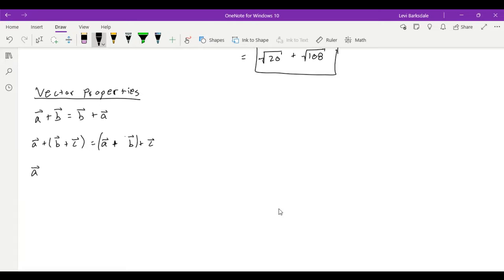We also have the zero vector. So when we add the zero vector to anything, we just get the same vector we started with. Also, the opposite is just the negative of whatever vector you started with. So A plus negative A is going to be 0.